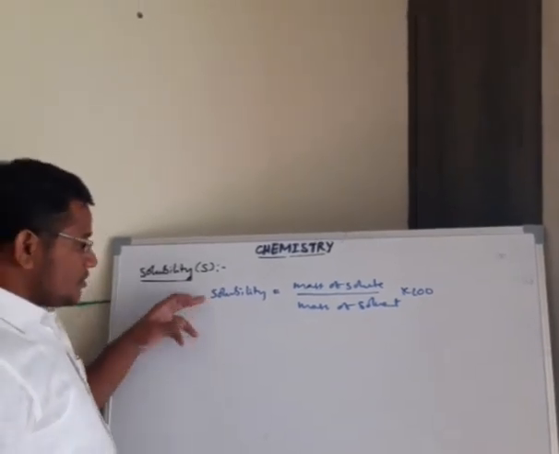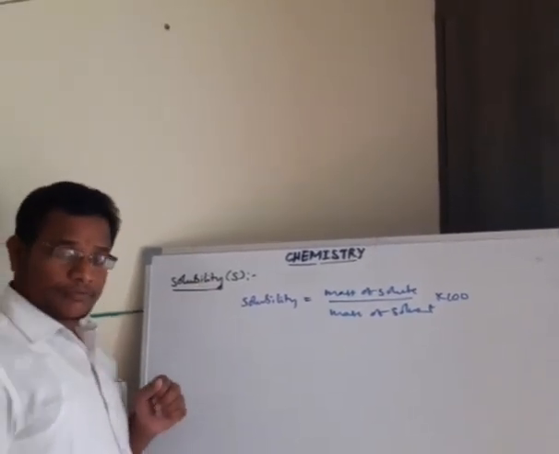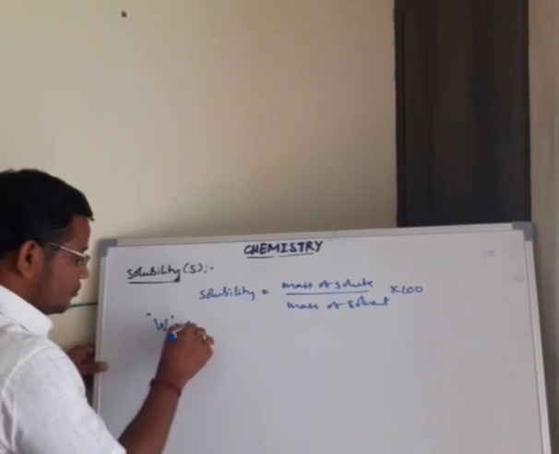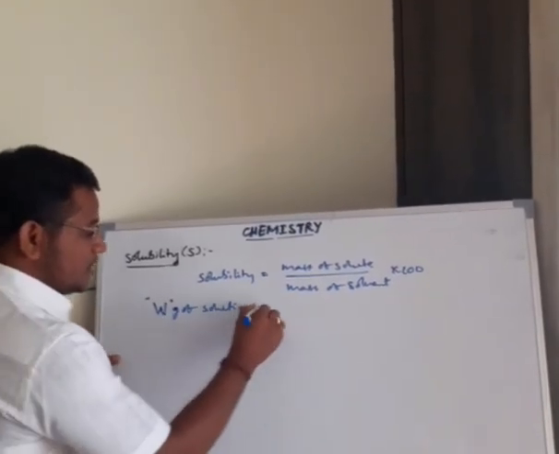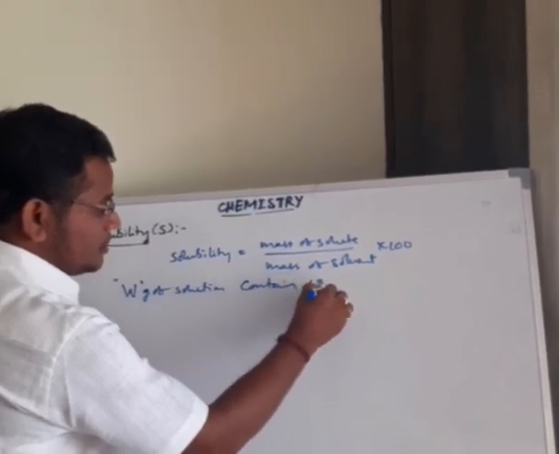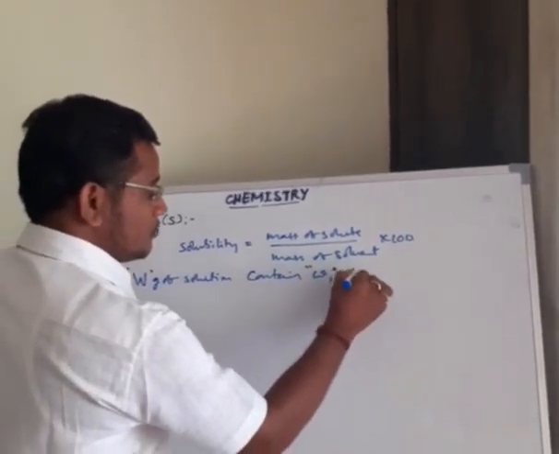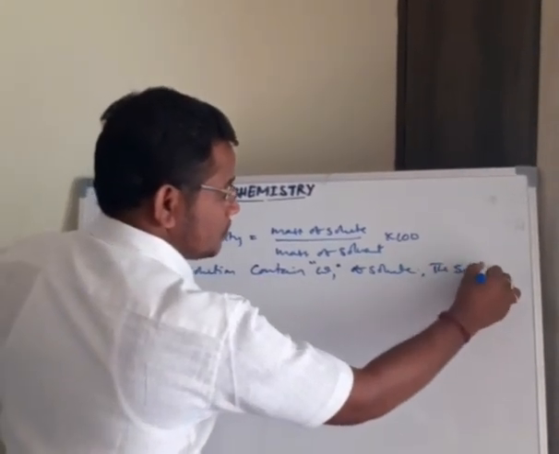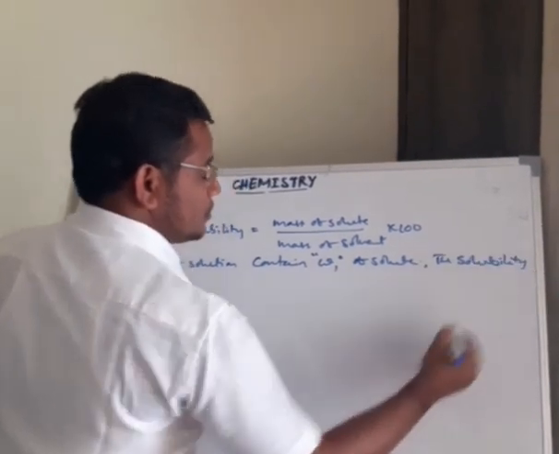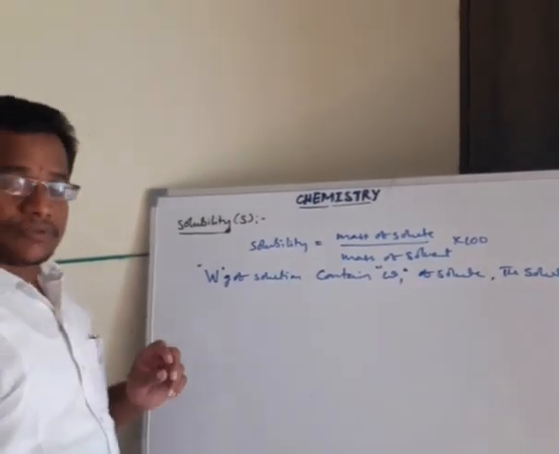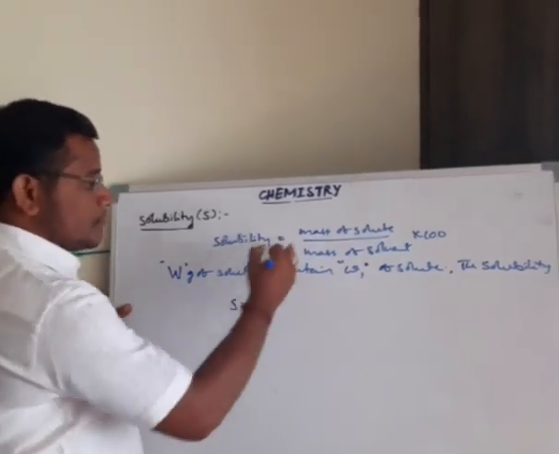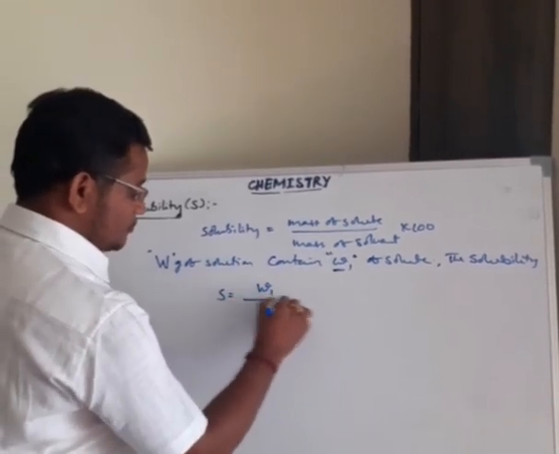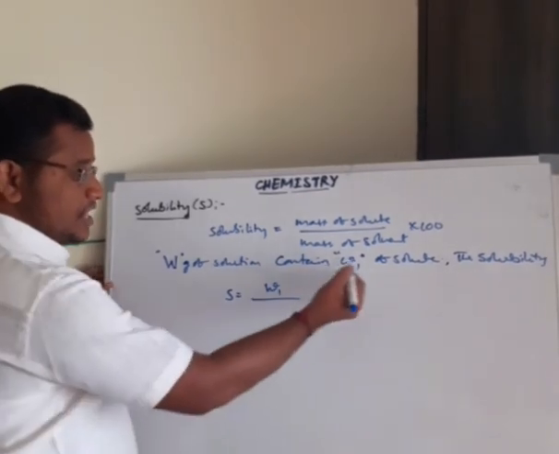See here, for example, you take one solution. The weight of solution is W gram, W gram of solution contains small W1 gram of solute. Then what is the solubility? Here solubility is represented by the letter S. Solubility S is equal to mass of solute, here W1 gram of solute, divided by mass of solvent. Here the solvent is not given.